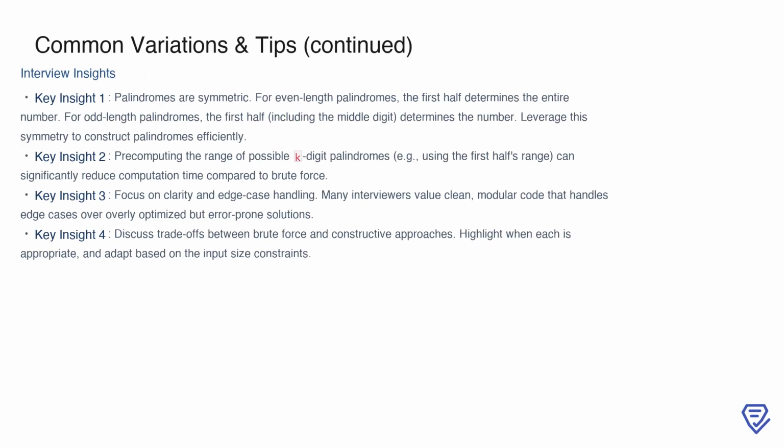Understanding the structure of palindromes is crucial in interviews. For even-length palindromes, the first half of the number entirely determines the rest. For odd-length palindromes, the first half, including the middle digit, defines the whole. Leveraging this symmetry allows you to construct palindromes efficiently. Pre-computing the range of possible k-digit palindromes, such as by iterating over the first half's range, can further reduce computation time. Beyond efficiency, clarity and edge case handling are vital.